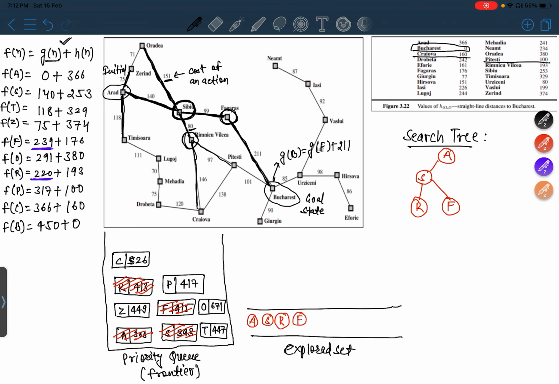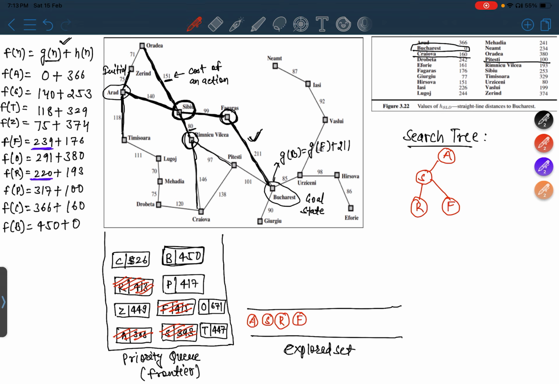तो b will be added with cost 450. तो अभी ये b जो ऐड हुआ है, that is being added through f, इस एज के थ्रू, राइट? Good. Now what? Again repeat our algorithm.